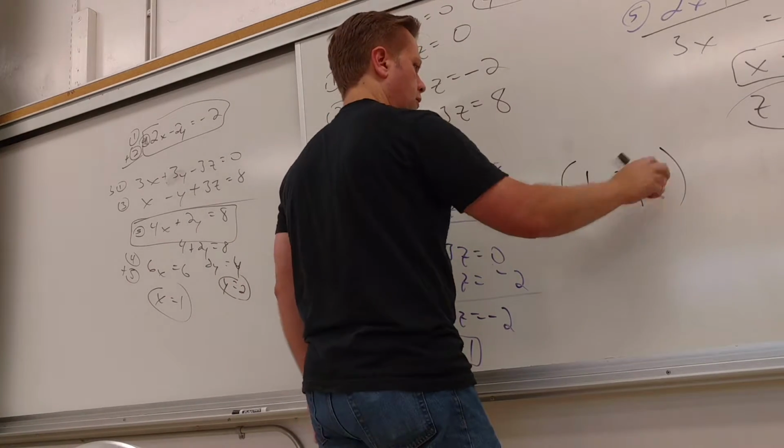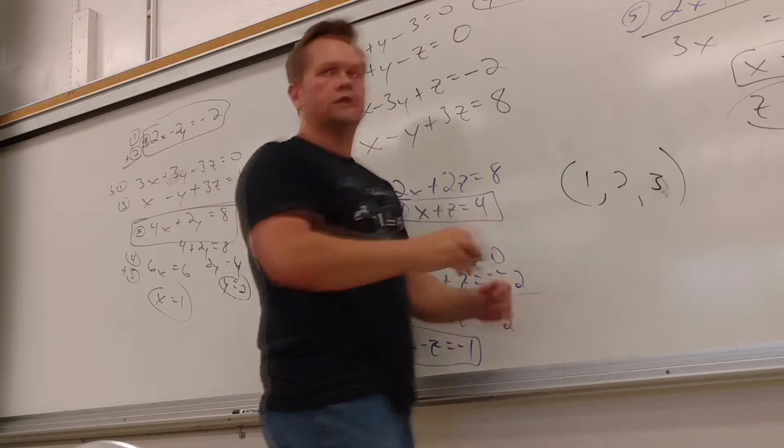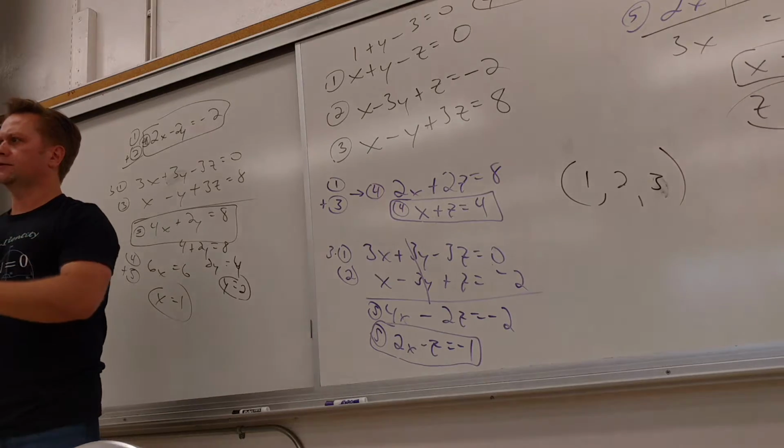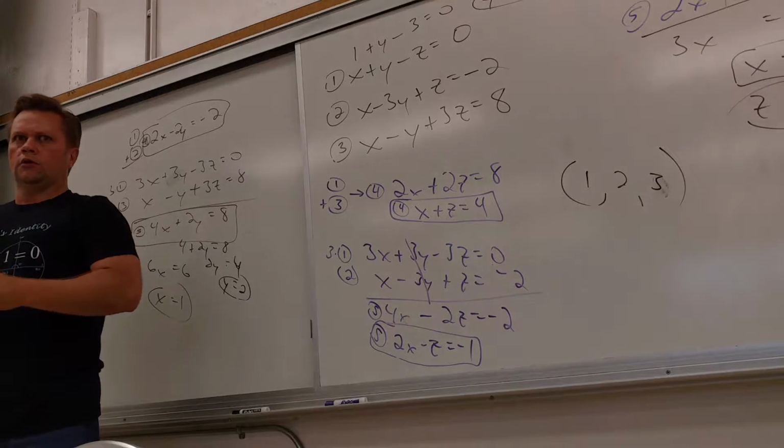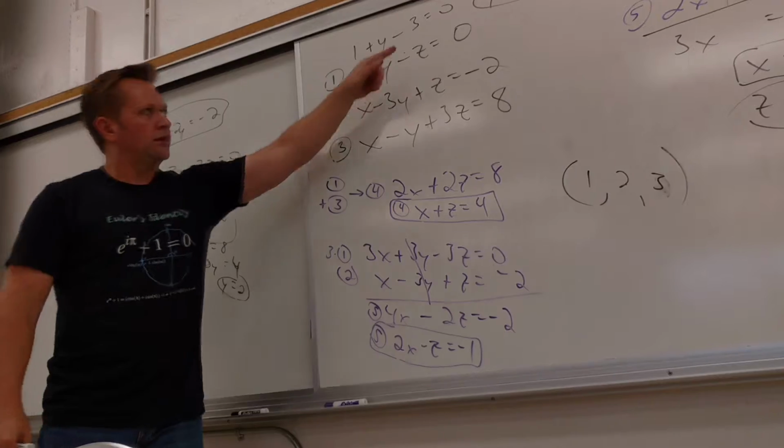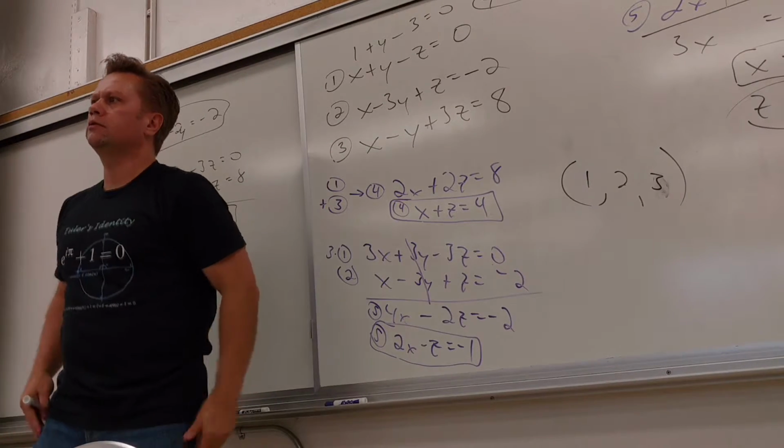1, 2, 3, x, y, z. Points are always in alphabetical order unless stated otherwise. Because they can use the letters x, y, z, or they're going to use a, b, c. They can use whatever letters they want to.